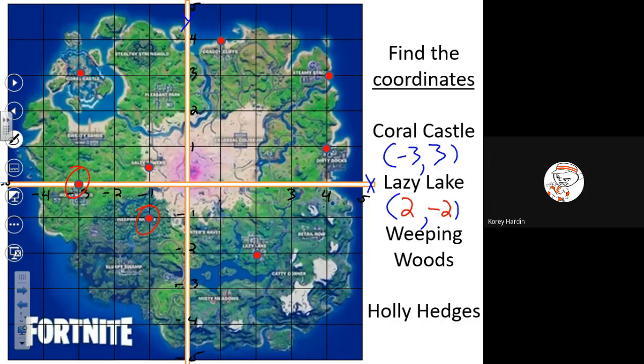But for Weeping Woods first. I am going to go left 1, down 1. So both my numbers are negative. So left 1, down 1. So -1, -1. And then Holly's Hedges, I go left 3, but I don't move up or down. So I'm going to go left 3 for the x-axis, but the y-axis, I don't move. So to represent doing nothing on the y-axis, I'm going to put a 0. So -3, and I stay at 0.